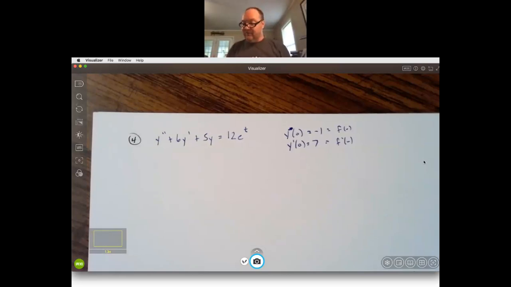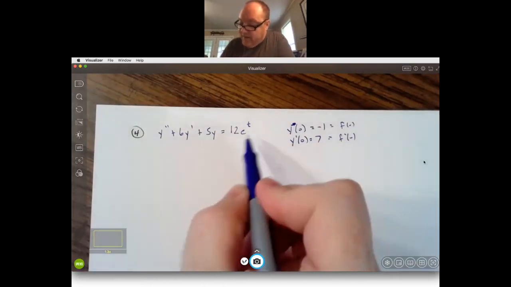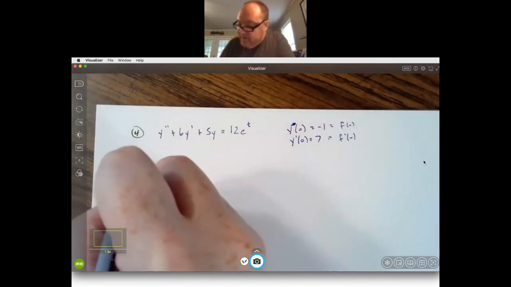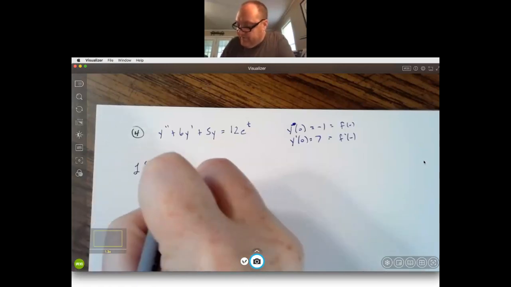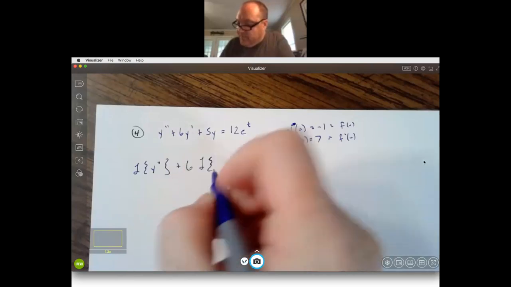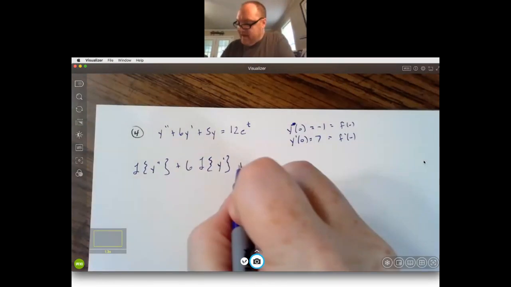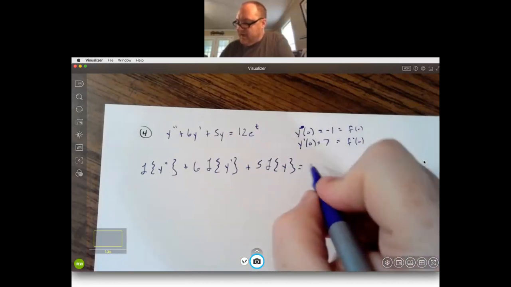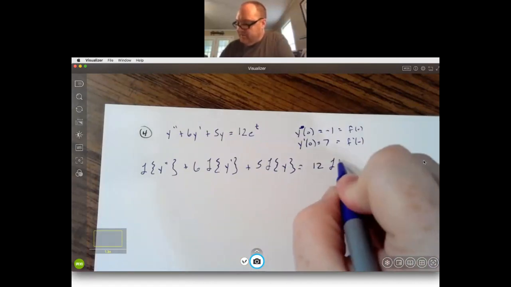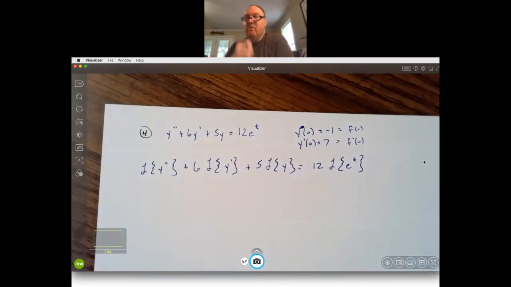All right, so I transform everything. So the transformation of this entire problem, and I guess I'll write it out. Transformation of y double prime plus 6 times y prime plus 5 times y equal to 12 times the transformation of e to the t. Okay, so four things that I need to transform.